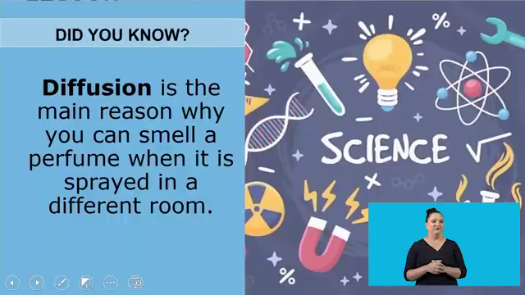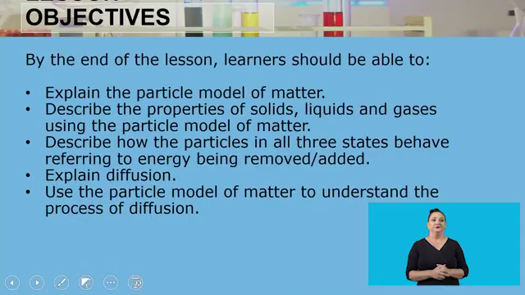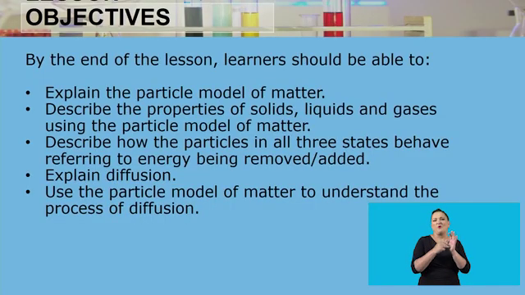But first, we need to now set our target and goals for this lesson. So what I need you to do is that by the end of this lesson, you should be able to explain the particle model of matter. You should also be able to describe the properties of solids, liquids, and gases using the particle model of matter. You should also be able to describe how the particles in all three states behave, referring to the energy being removed or added. You should also be able to explain diffusion, and lastly, use the particle model of matter to understand the process of diffusion.